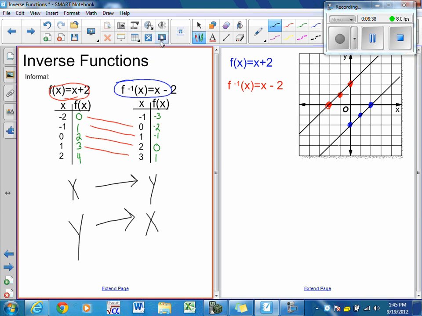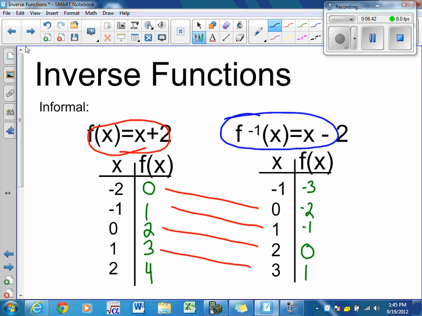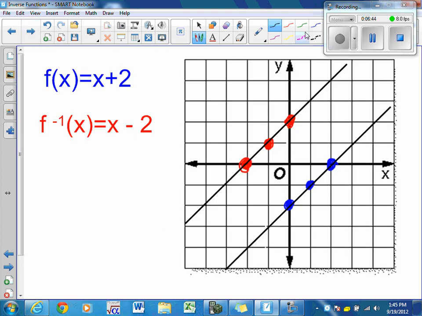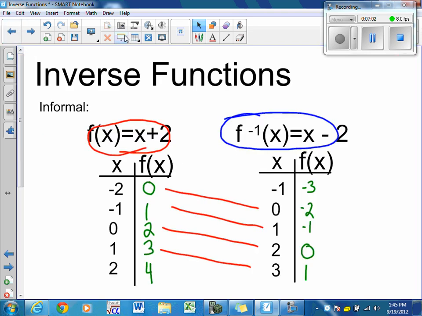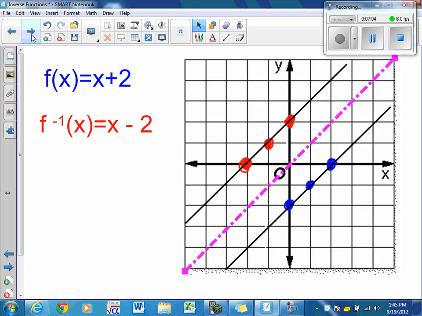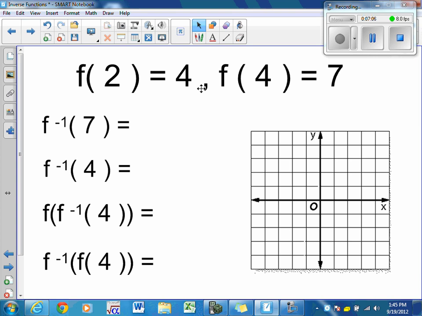Now, if we look at the graph, really what we're doing is we are flipping our graph across this line. If I took this line, y equals x, switch the x's and y's, wherever a dot is above that, it now goes below that. So really we're just switching those x's and y's. That's the big key to the inverse, switching x's and y's.